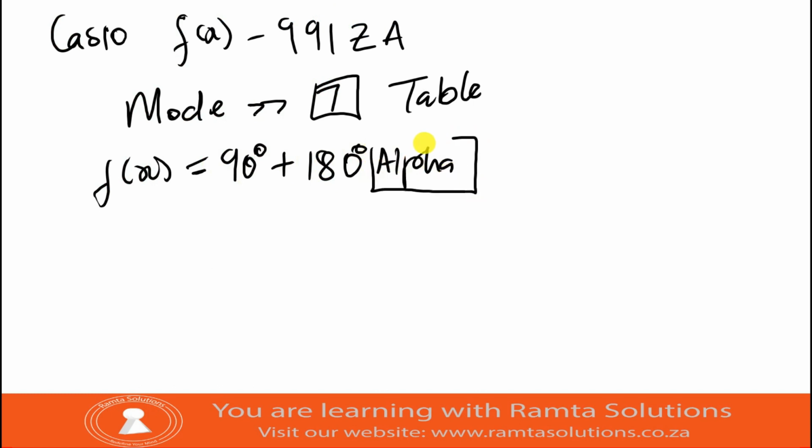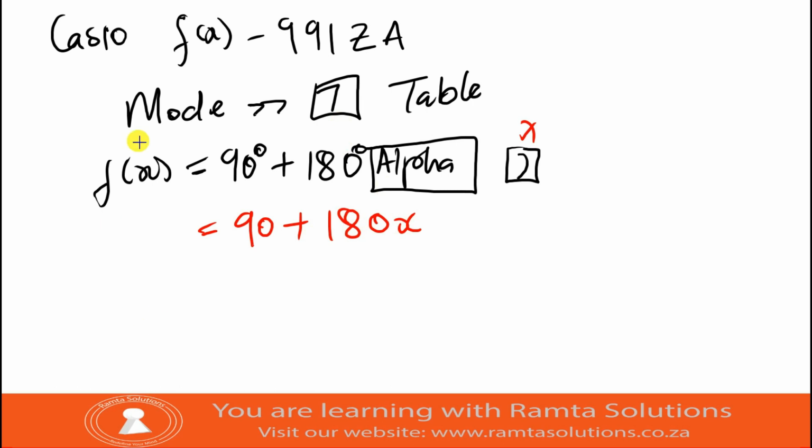Alpha, and then press this button here. This is for x. So your calculator will be showing 90 plus 180x. If you are using Casio, most of you are using Casio, it'll show this.